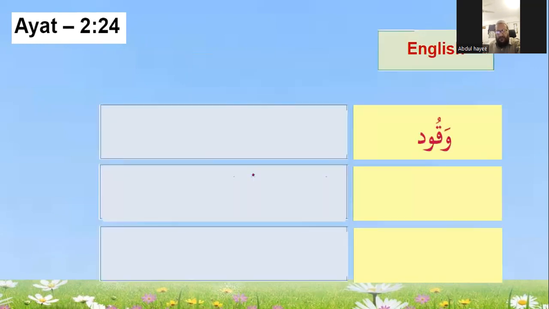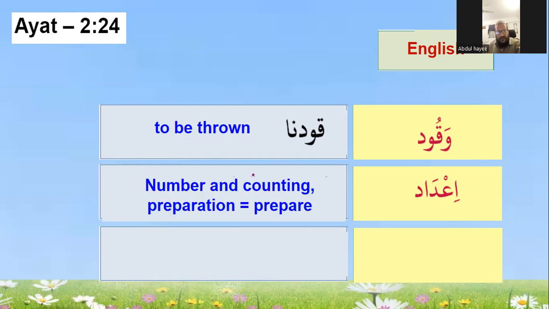Now let's have the new vocabulary. Wakud. Wakud means kudun, meaning to be thrown. Wa is actually part of the word. I'dad. I'dad means number, adad. I'dad: number, counting, preparation, or I'dad means prepare. Nar. Nar means fire.